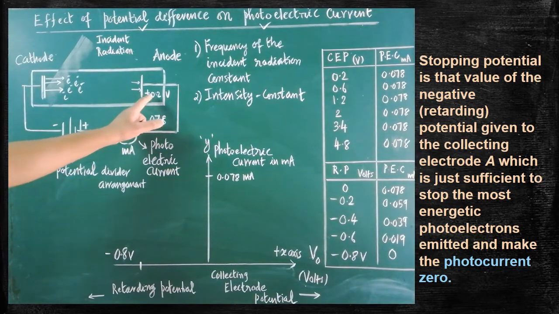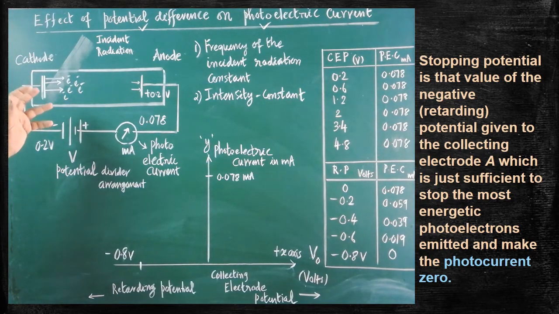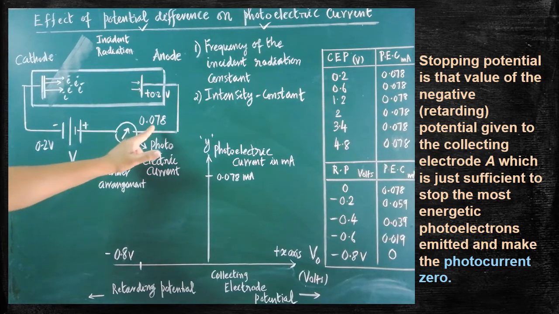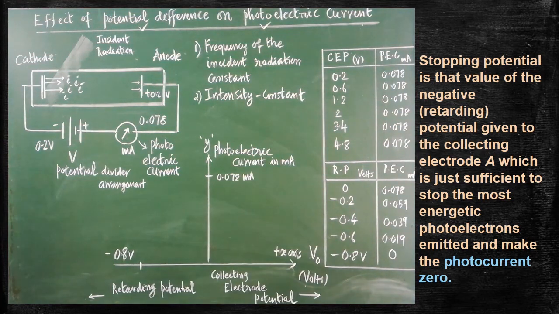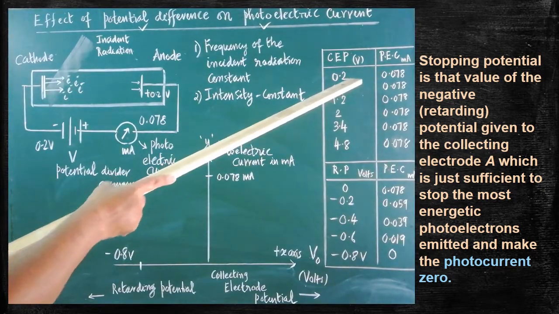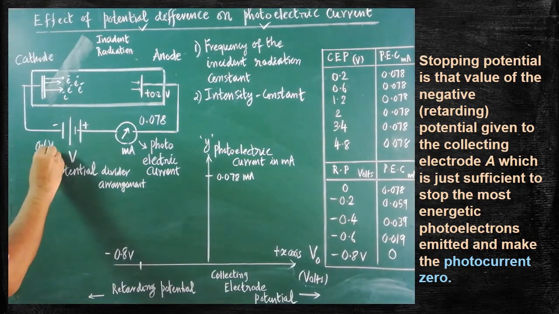When plus 0.2 volt is given to the anode, it receives all the electrons. These electrons will have some kinetic energy. Initially they will have very little kinetic energy, but the number of electrons emitted per second will be constant. So after reaching the anode, it shows some amount of current that is tabulated here. Look at the next value. In the next value, the voltage is increased to 0.6 volt across the cathode and anode.